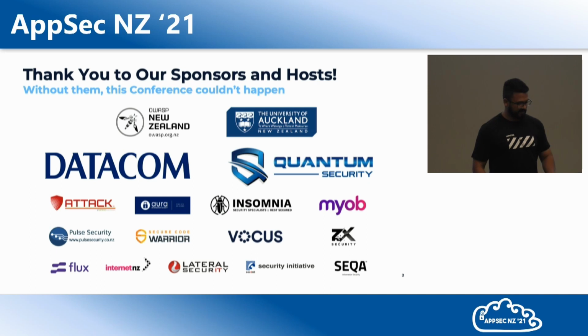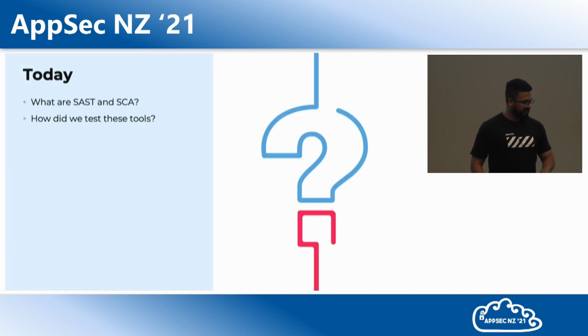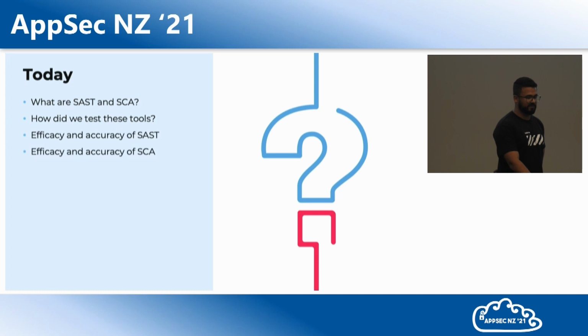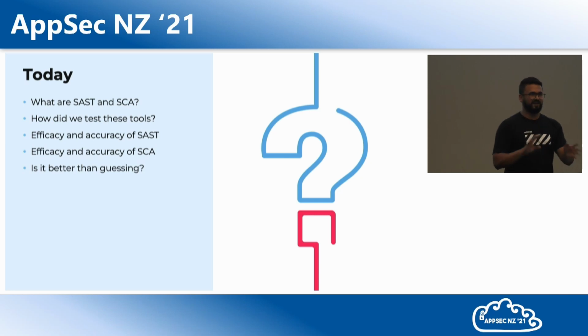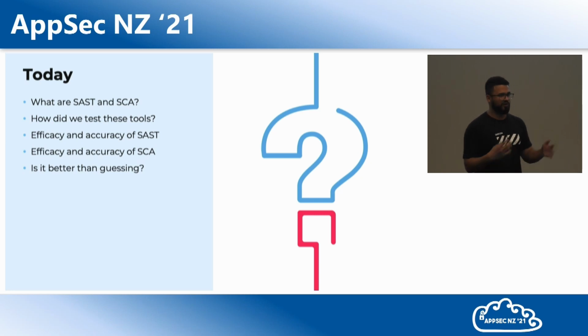Today, I am going to be talking about what are SAST and SCA, first of all. If you've never heard these acronyms before, I will cover it eventually, so don't worry. I'll talk through how we tested these tools, why we did it, all that sort of stuff. Then we'll get to the title of the presentation, the efficacy and accuracy of SAST, and also the same thing for SCA. And then eventually, right at the end, I will answer the question, is it better than guessing? You may already know the answer. I don't think it's a difficult question, but we did find some interesting things along the way, so hopefully you'll learn something.